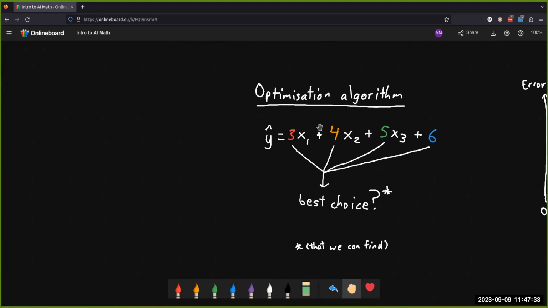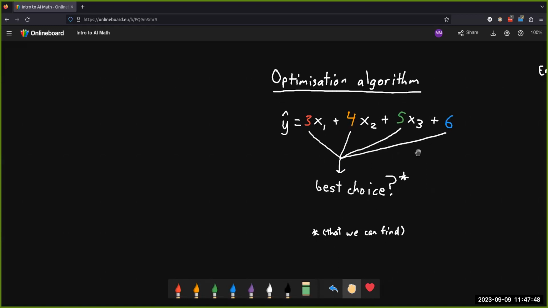So like I said, we have a question. Are these good parameters? Are these random numbers some good parameters to use? And ideally, are they the optimal? Are they the best parameters that we could choose? There is just a little asterisk.